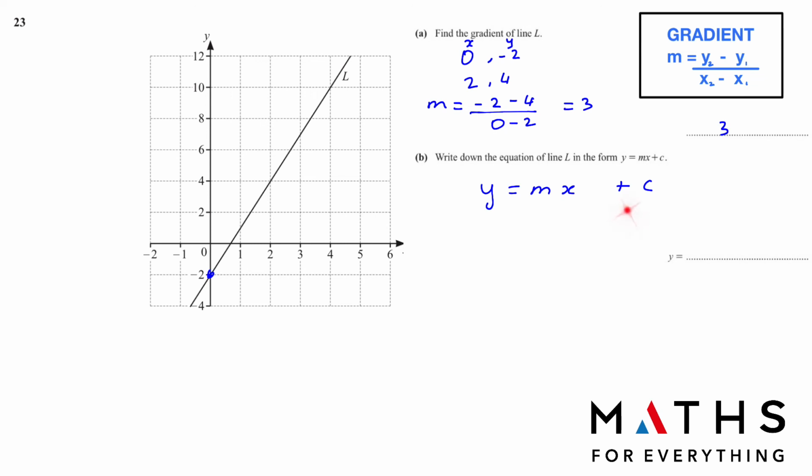The reason is, first let's understand what c is. C is the y value where the line cuts the y-axis. So our y value is -2. We already have that. And what is our gradient? We found it before. It is 3. And c is -2. So that is the equation of the line.